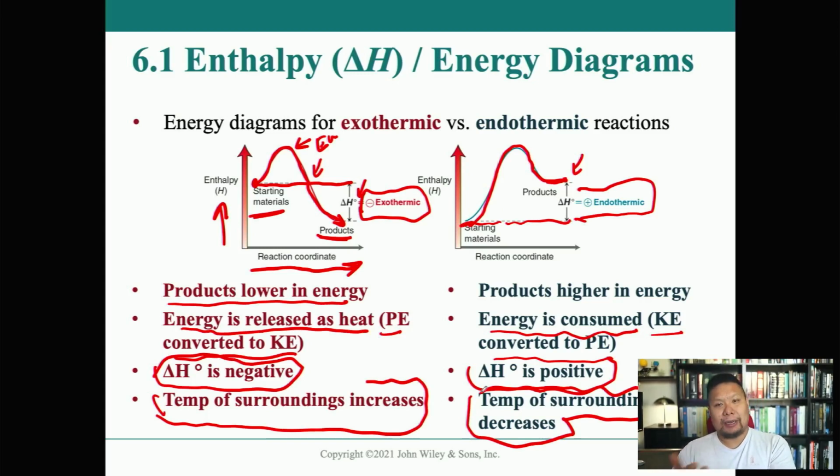So, of course, delta H is positive, and this results in a temperature decrease of the surroundings, so it feels like it's getting cold. A good example of that would be those ice packs, which I also have in my first aid kit, where you shake them up and break them, and then they get cold. You can use these instant ice packs, and that's an example of an endothermic reaction.